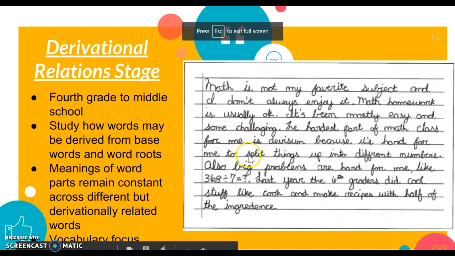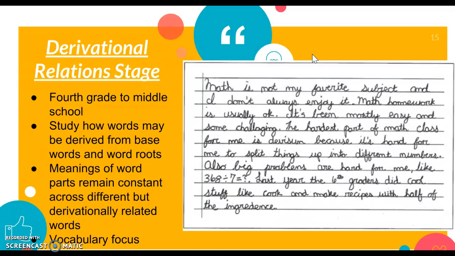So back to derivational relations. This is the final stage of spelling development, typically fourth grade to middle school. They study how words may be derived from base words and word roots. Meanings of word parts remain constant across different derivationally related words. There's a huge vocabulary focus in derivational relations.